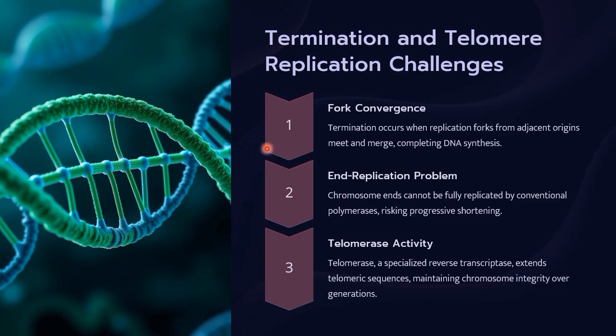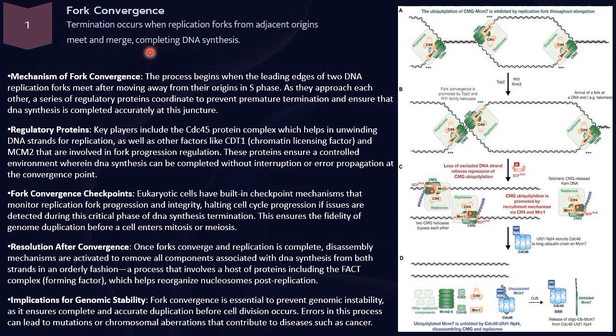So the first one is fork convergence. To better visualize the mechanism, we'll take this image as a reference. This is a replication bubble, this is a replisome, this is a separate replisome, and there are two replication forks in this replication bubble.